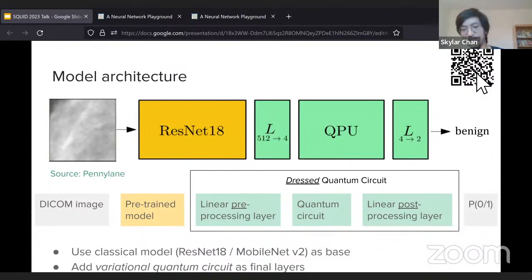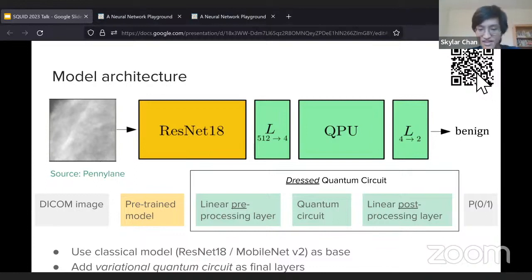So here's our model architecture in a little bit more detail, and this was heavily inspired by PennyLane's work on quantum transfer learning. As input, we're going to start with a DICOM image. This is the MRI image of the breast tumor. Then we're going to pass it through a pre-trained model. In our case, we're going to be using ResNet-18 and MobileNet V2 as base models. These models are really large and impossible to train on, say, a single GPU, perhaps. But someone has done all the work already, which is great for us.